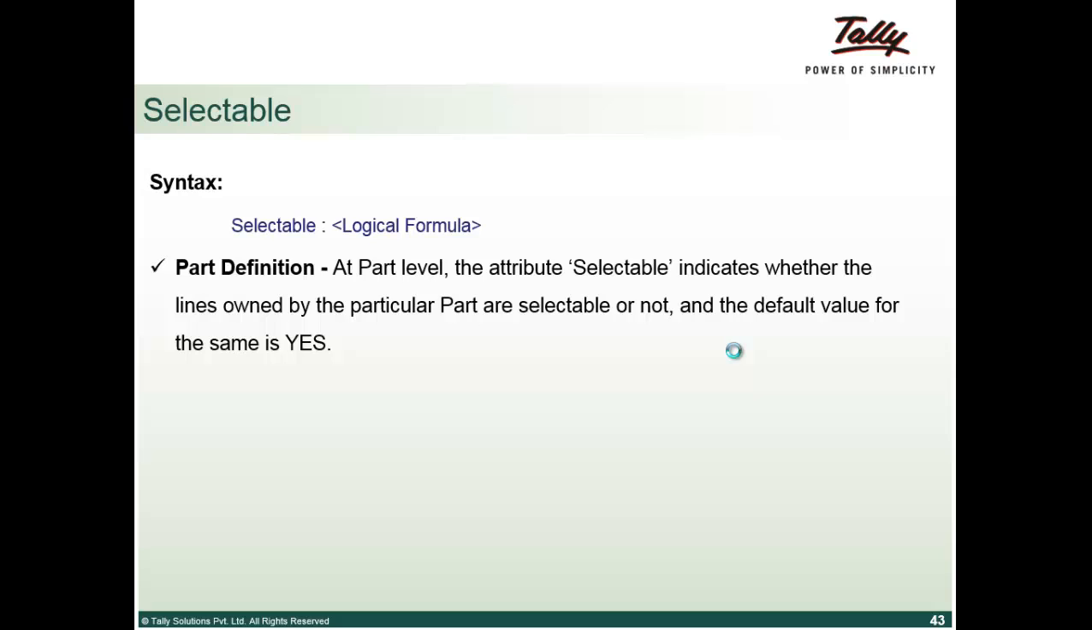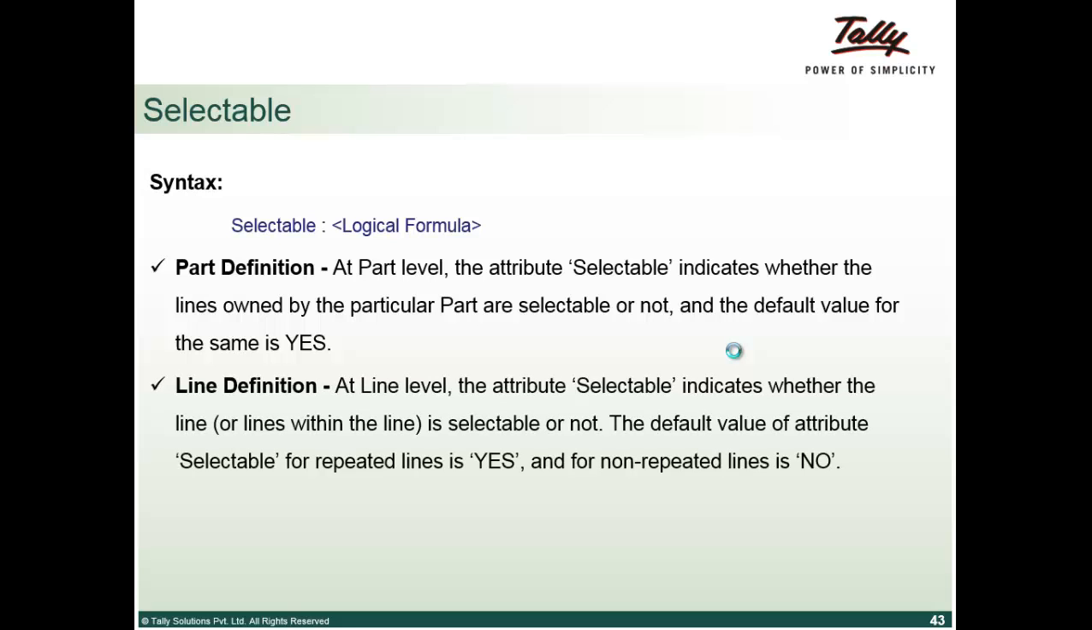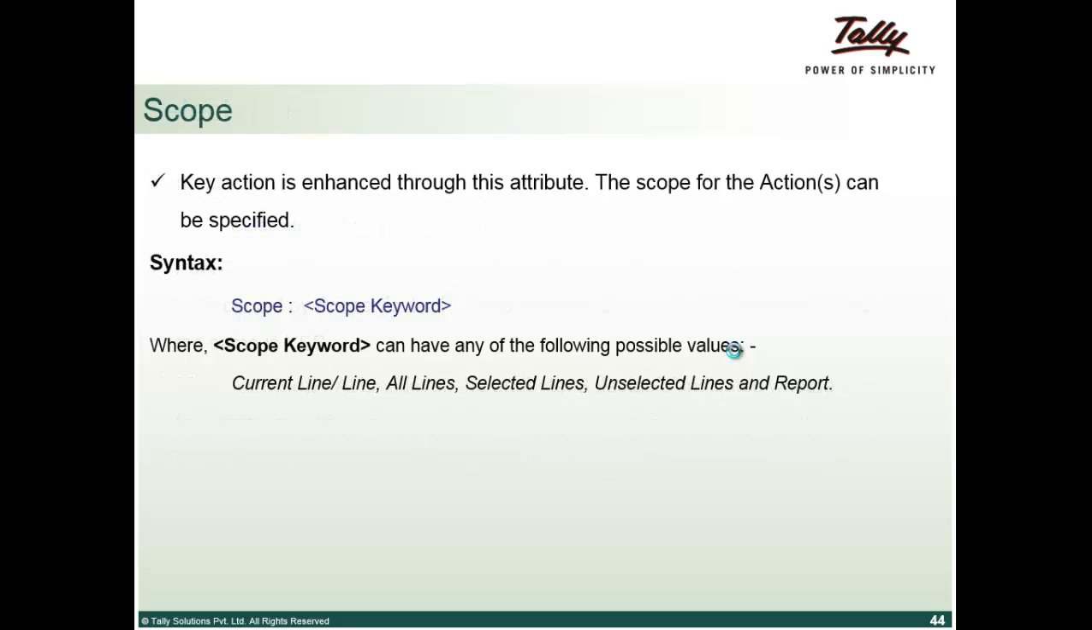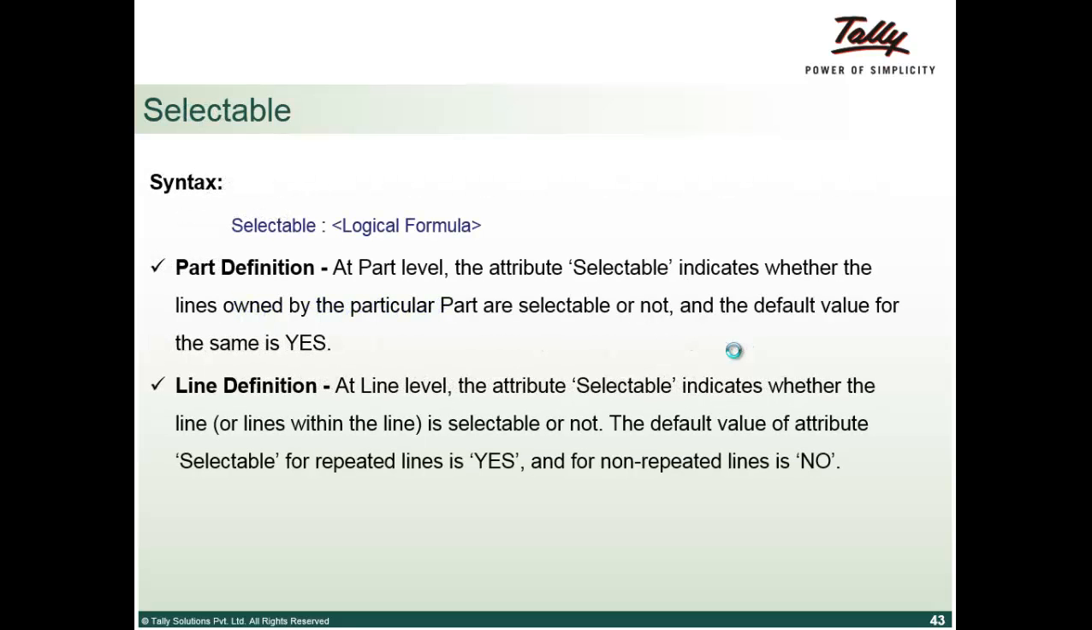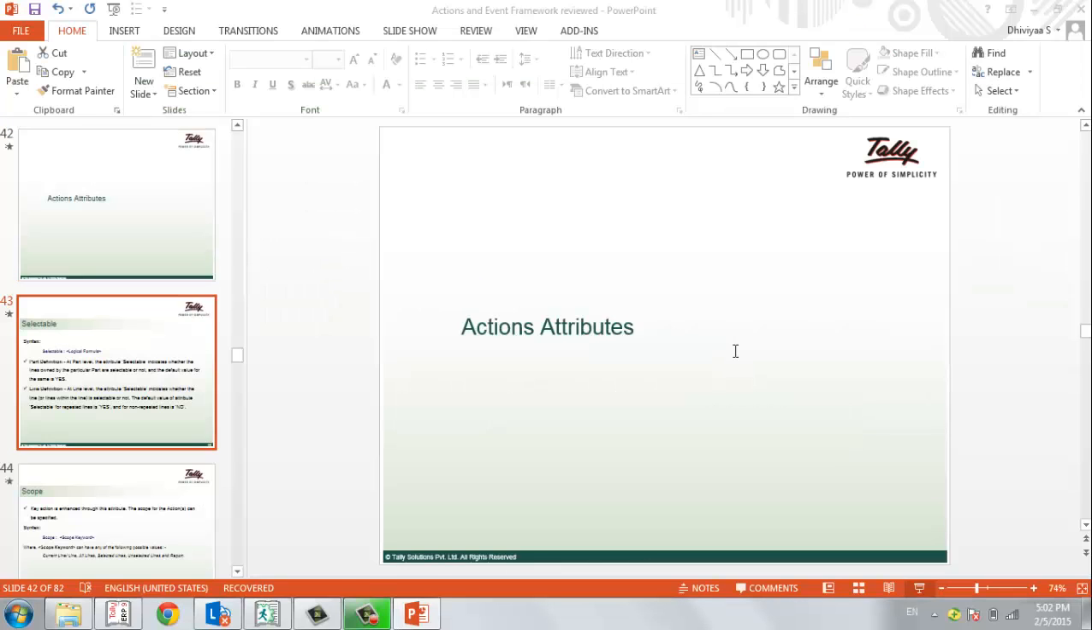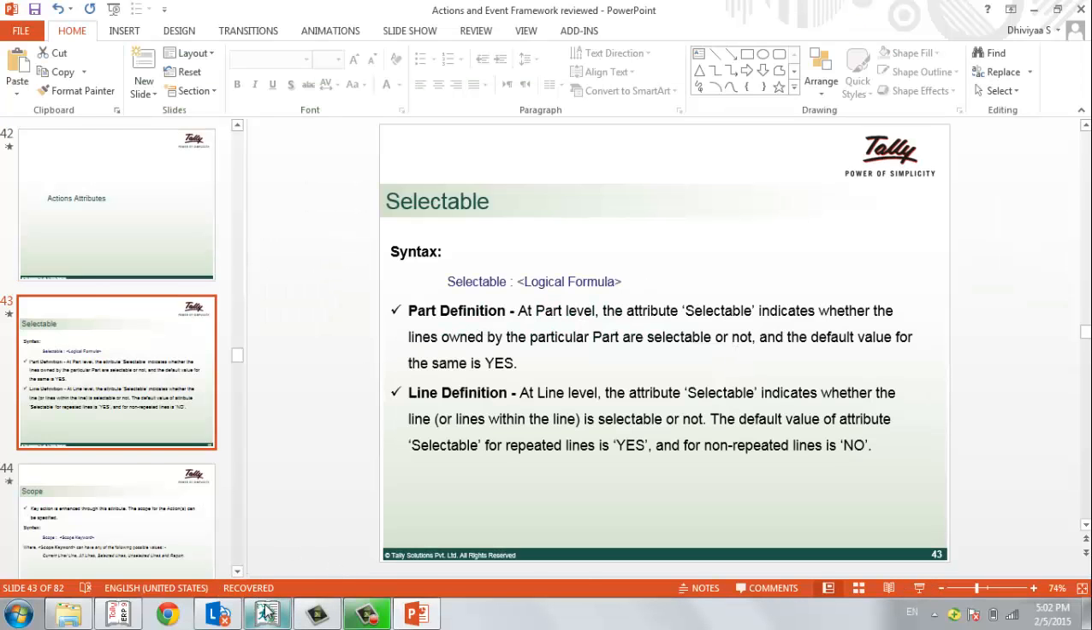If in some case you don't want a particular line to be selected, then you can say selectable no. In line definition also this attribute is there. At line level, the attribute selectable indicates whether the line or the lines within the line are selectable or not. The default value of selectable for a repeated line is yes, and for a non-repeated line it is no. So let us see how we can use this particular action attribute.